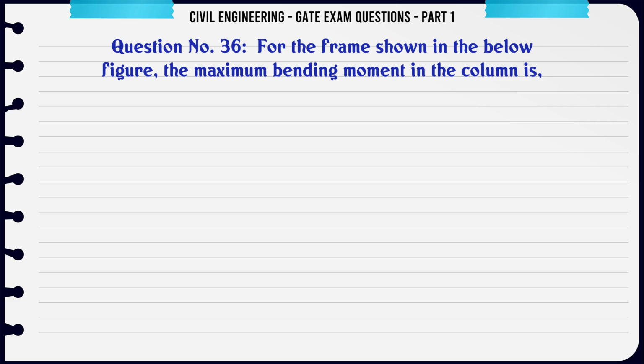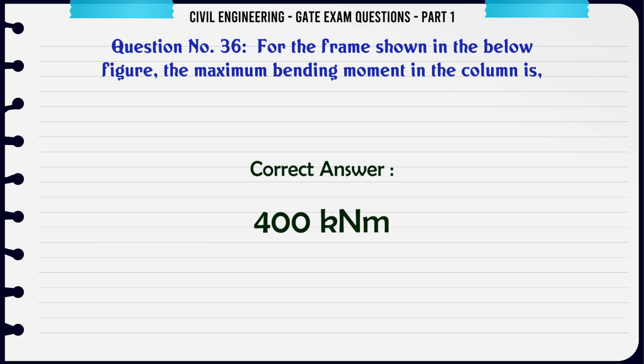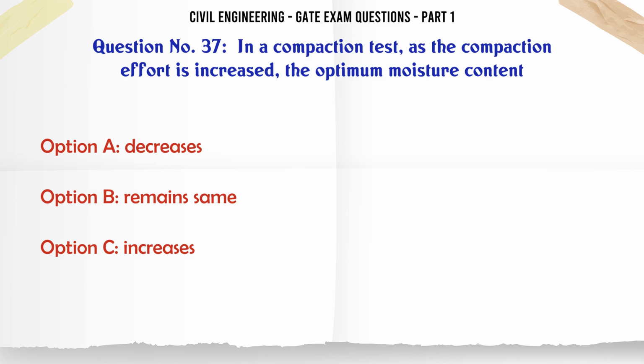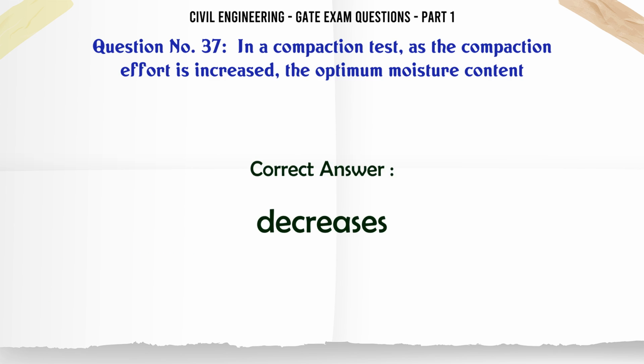For the frame shown in the figure, the maximum bending moment in the column is: A, 0; B, 400 kN/m; C, 100 kN/m; D, 200 kN/m. The correct answer is 400 kN/m. In a compaction test, as the compaction effort is increased, the optimum moisture content: A, decreases; B, remains same; C, increases; D, increases first and thereafter decreases. The correct answer is decreases.